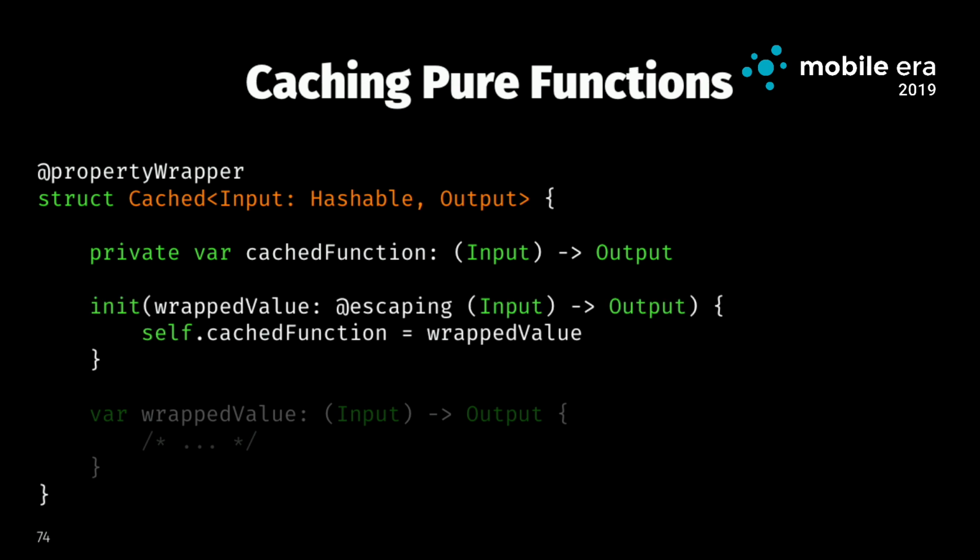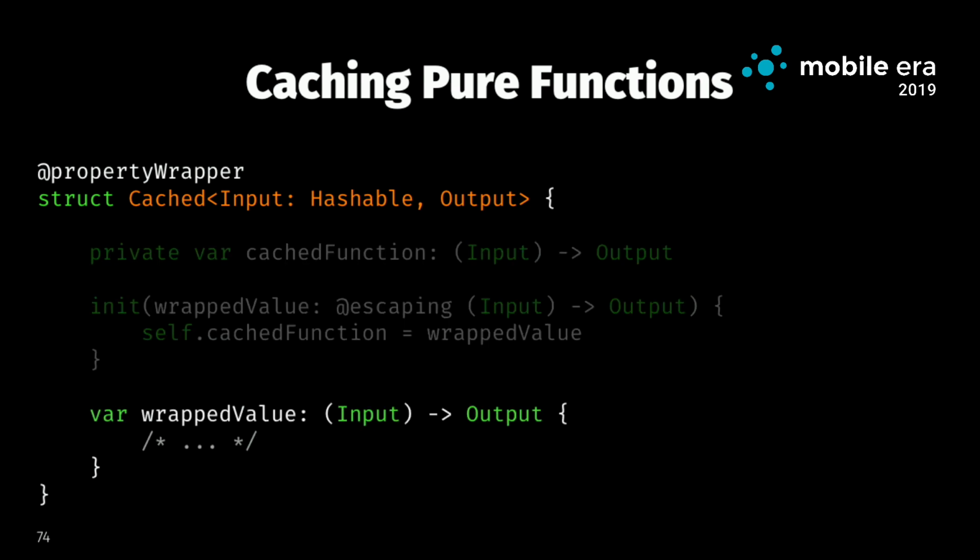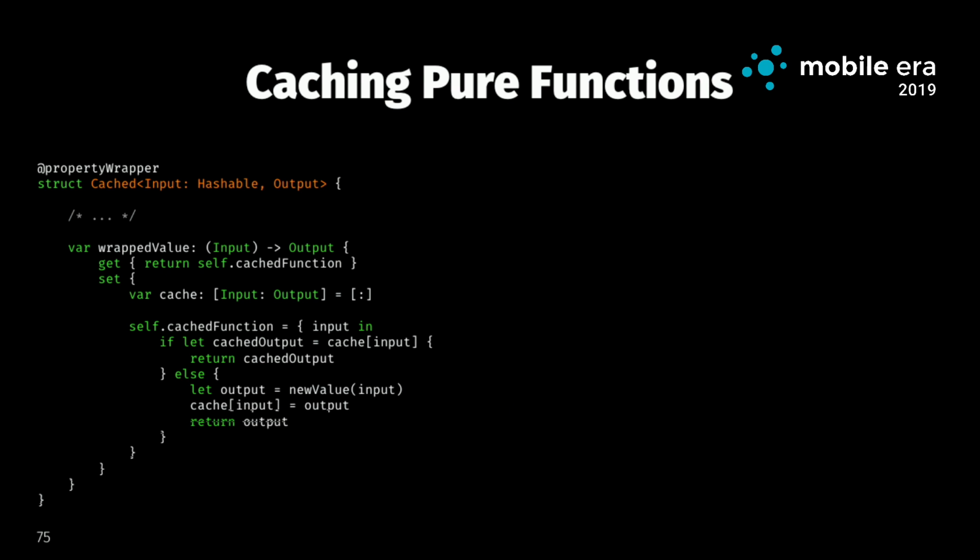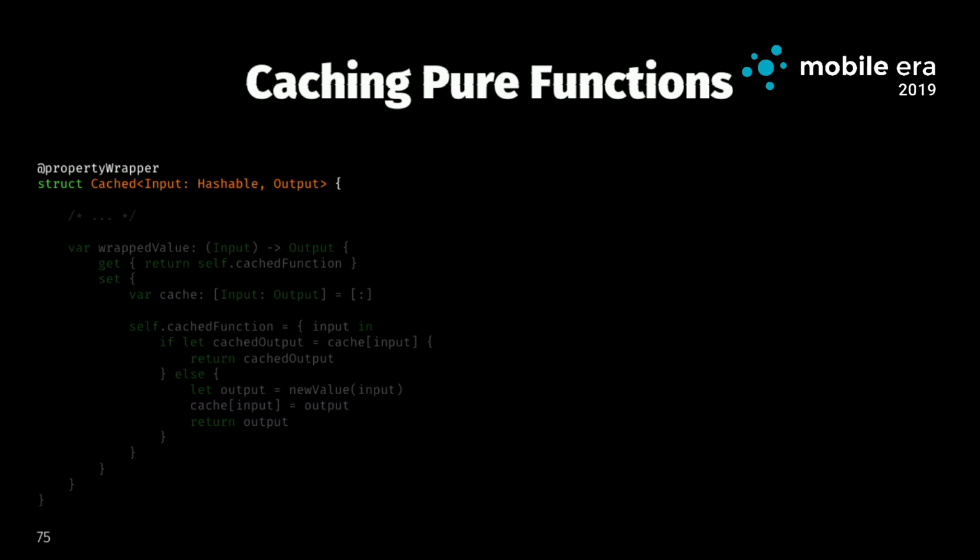We are going to define an init, so nothing fancy here, just setting the state of the wrapper. And then we are going to look at the wrappedValue computed property, because just like before, this is where all the logic is going to happen. So if we focus on wrappedValue, we can see that the getter is very easy, we just return the cached function. Like before, everything is going to happen inside the setter.